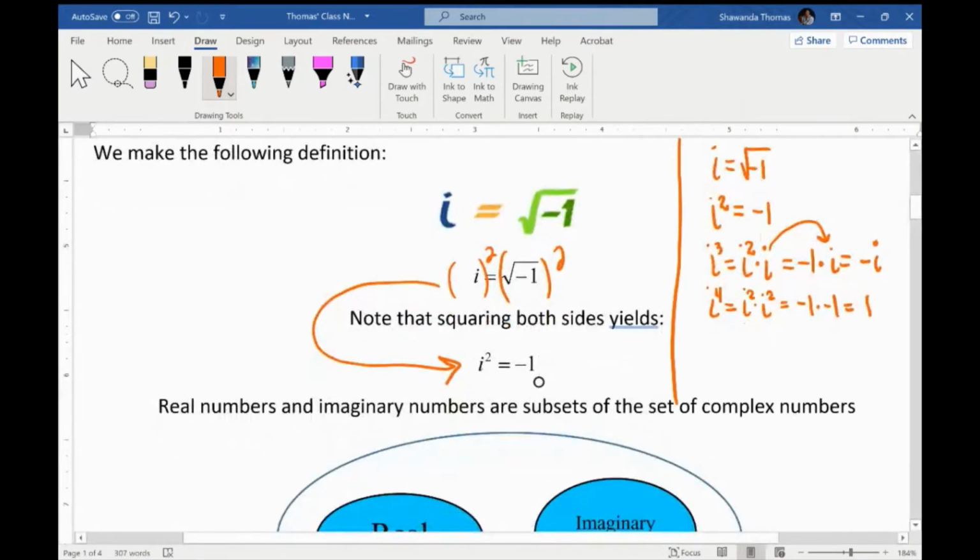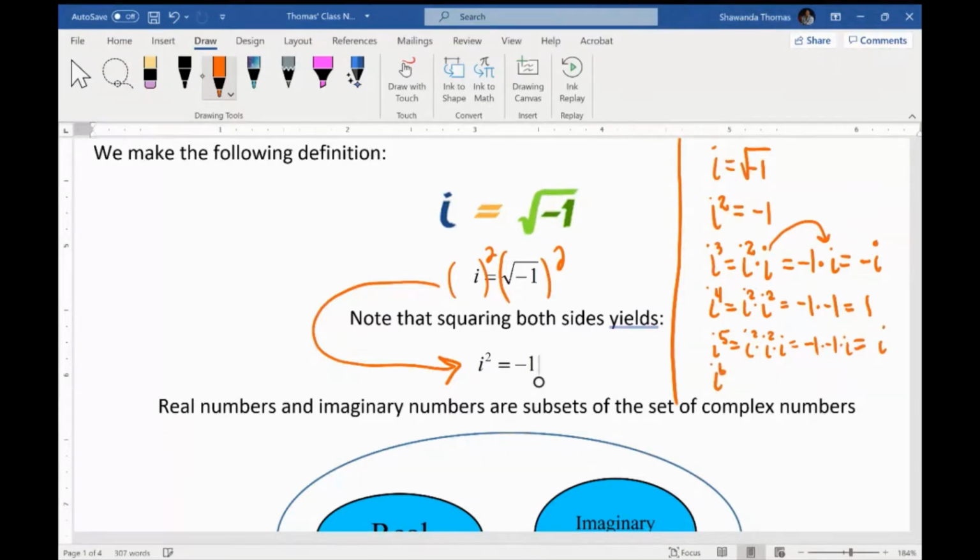We can go further if we want to. i to the 5th power. Give me a way to break down i to the 5th. i squared times i squared times another i. So that's -1 times -1 times i, which equals what? i. Yep.